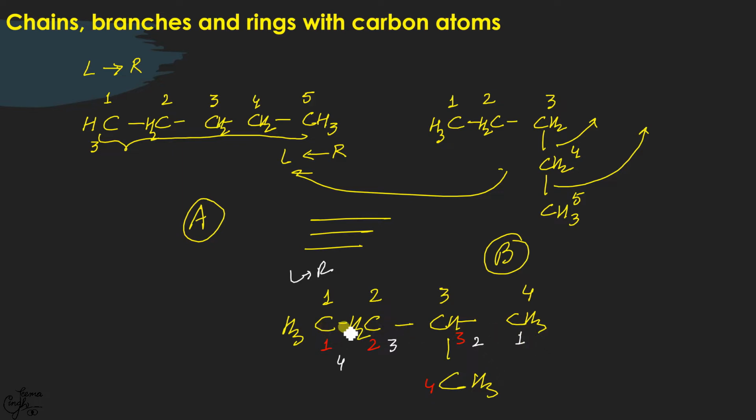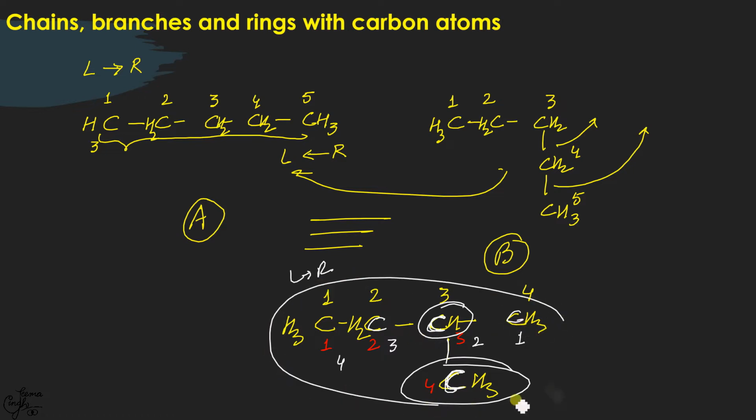Just see, now you have a branch at 3 because this carbon atom is attached to more than 2 carbon atoms. You have 3 carbon atoms. So you have a branch and this is the branched carbon compound. I'm telling you this because we are going to do one board question towards the end of the video. The question will ask, draw the branched isomer. So you should know what exactly is a branch.